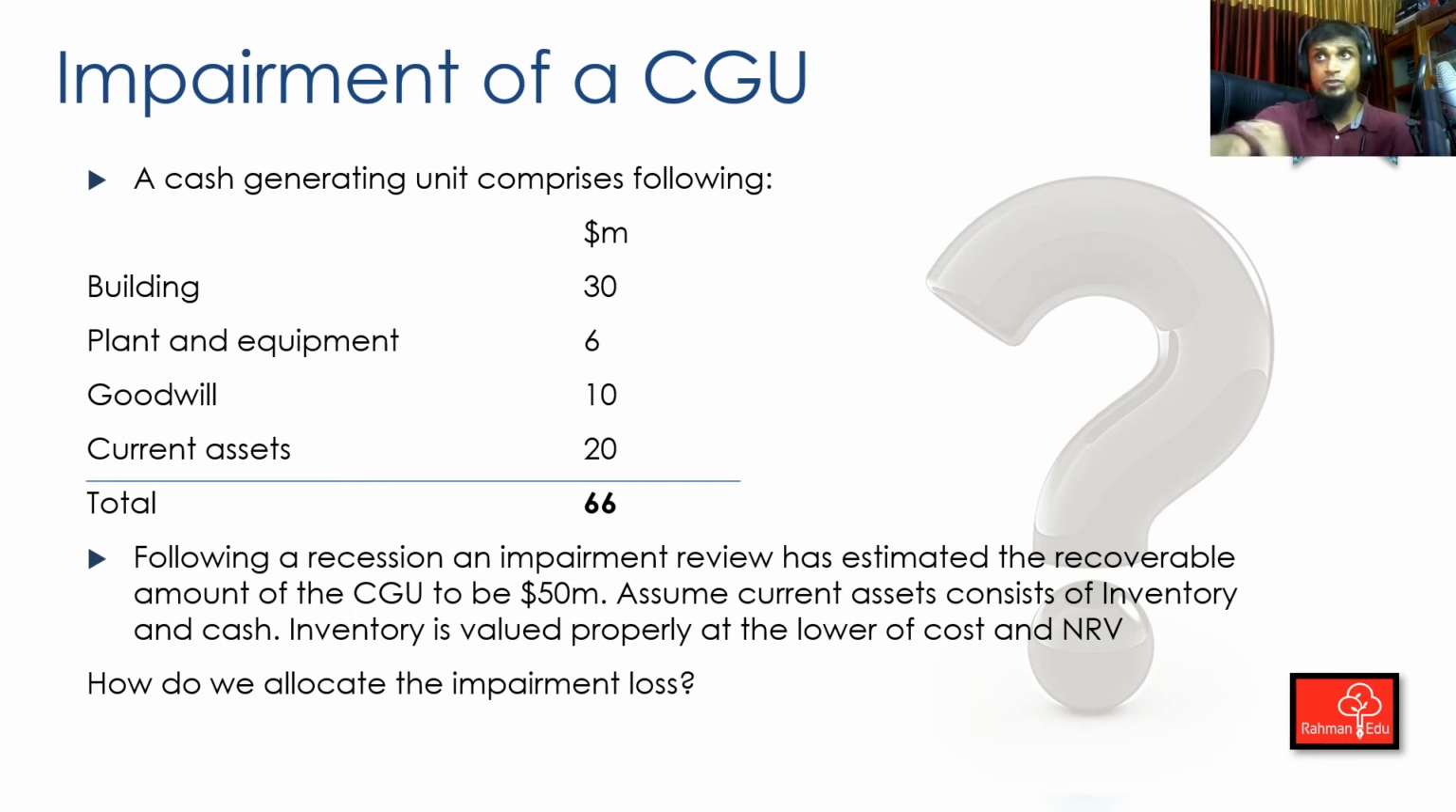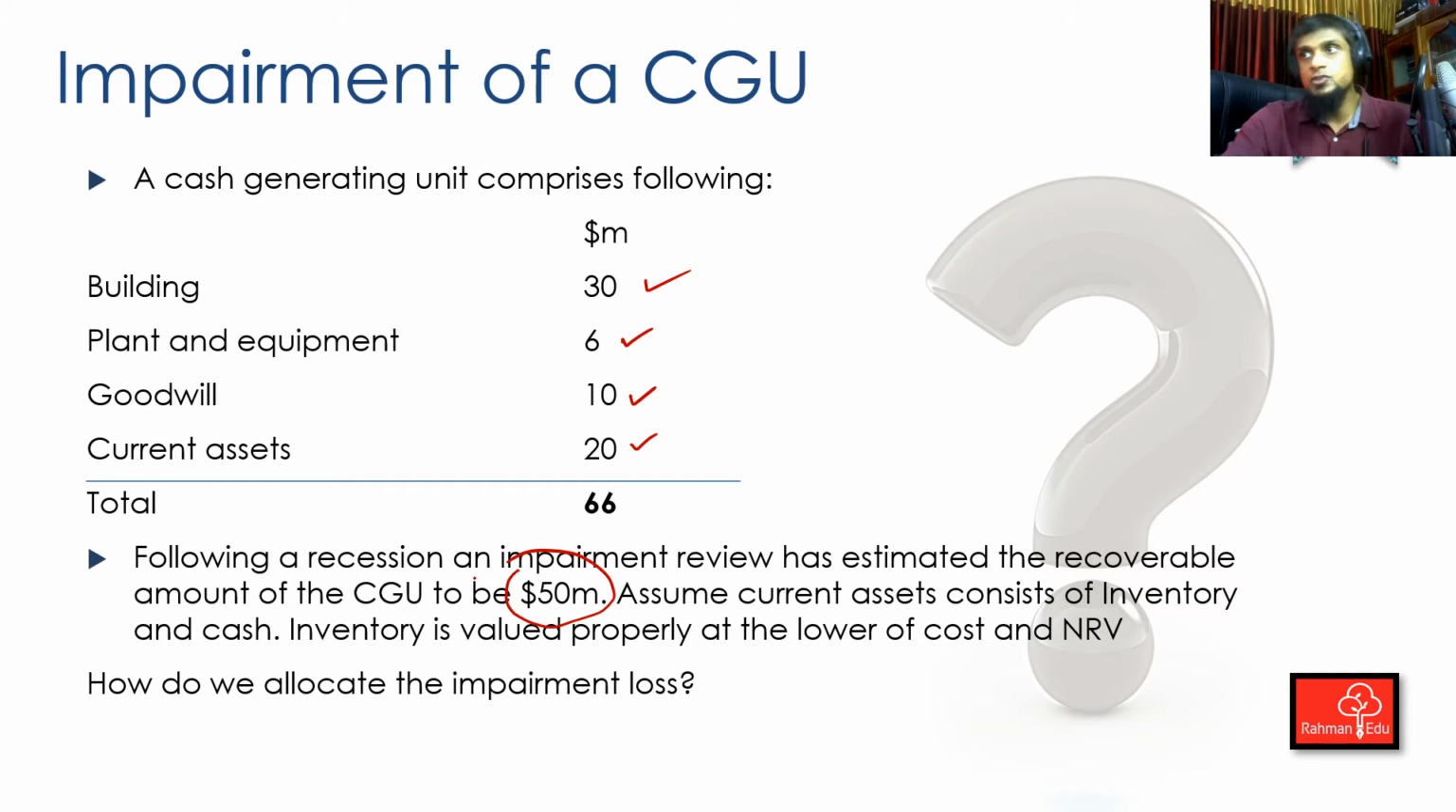A cash generating unit, say a subsidiary, has a building or many buildings, $30 million, plant and equipment 6, goodwill, current assets, including all the assets. In real life, you will look for the net assets, including the goodwill. Total is $66 million. Now, there is a recession hit in the country. Following the recession, an impairment review has estimated the recoverable amount is now $50 million.